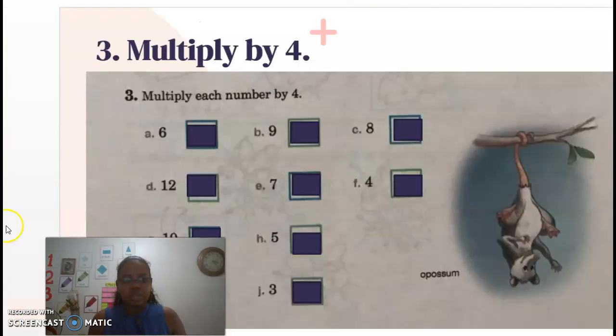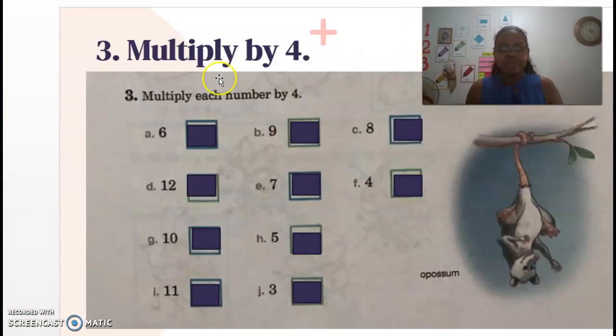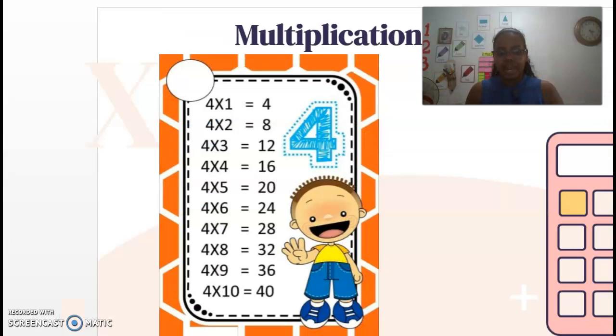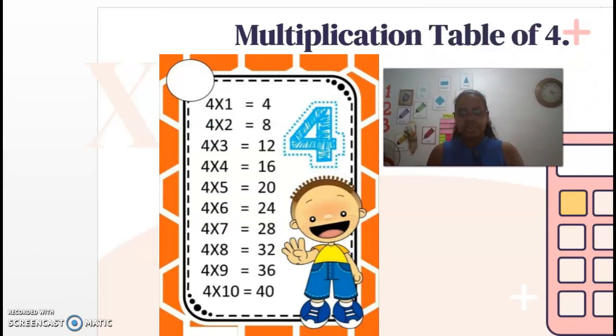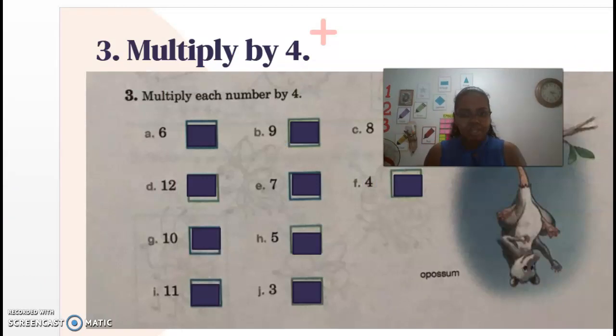Now, the next exercise. Multiply by 4. Exercise number 3 on the same page. So you're going to multiply each one of the numbers that I have here by 4. If you need help, here I have the table of 4, so you can remember it when necessary. So let's start.